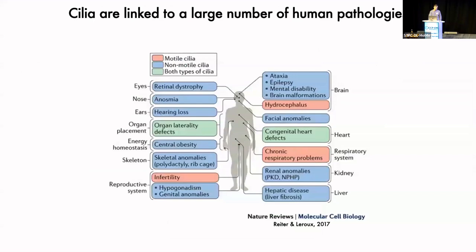And so cilia are linked to a large number of human pathologies. So when you have a mutation in a cilia or cilia-related protein, you get all of these different phenotypes affecting all different sorts of regions of the body. And so it's really important that we understand exactly how cilia function, and then we can understand exactly what's going wrong in these different diseases.